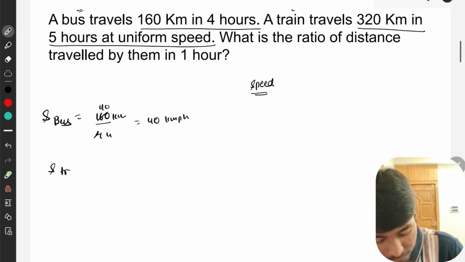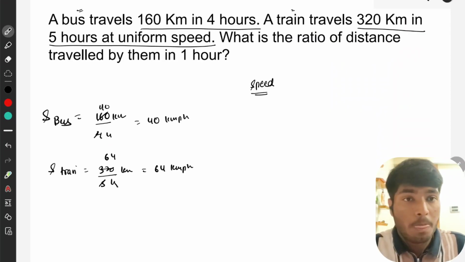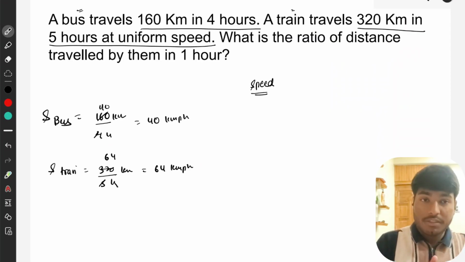Now what is the speed of the train? The speed of the train is given as 320 km upon the time taken, that is 5 hours. So that is equal to how much? I think this is 64 km per hour. I hope that's clear.